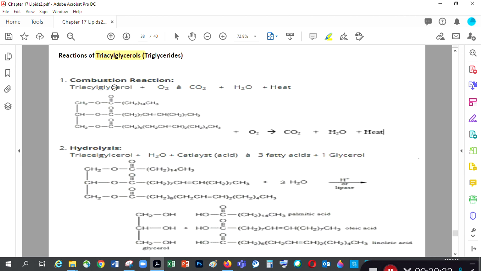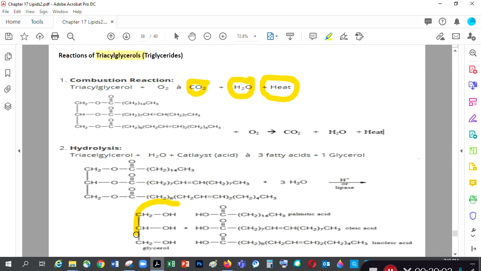So let's look at the combustion. Combustion of any organic compound will lead to CO2, H2O, and energy, heat, correct? All organic compounds in the presence of oxygen will combust at higher temperature to give us CO2, H2O, and heat. It's an exothermic reaction. The second reaction is hydrolysis. Hydrolysis needs a catalyst, an acid catalyst, correct? Hydrolysis means you have an ester. The triglycerides are esters. So if you put an acid as a catalyst, and H2O, then what will happen?